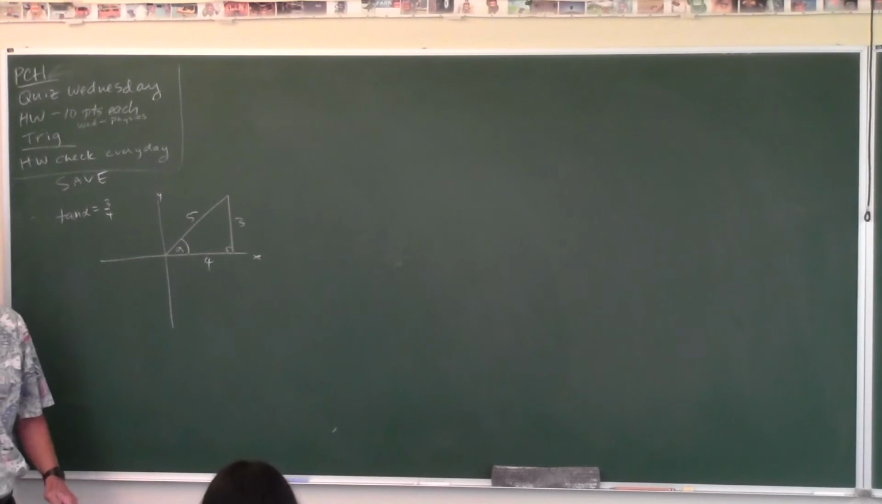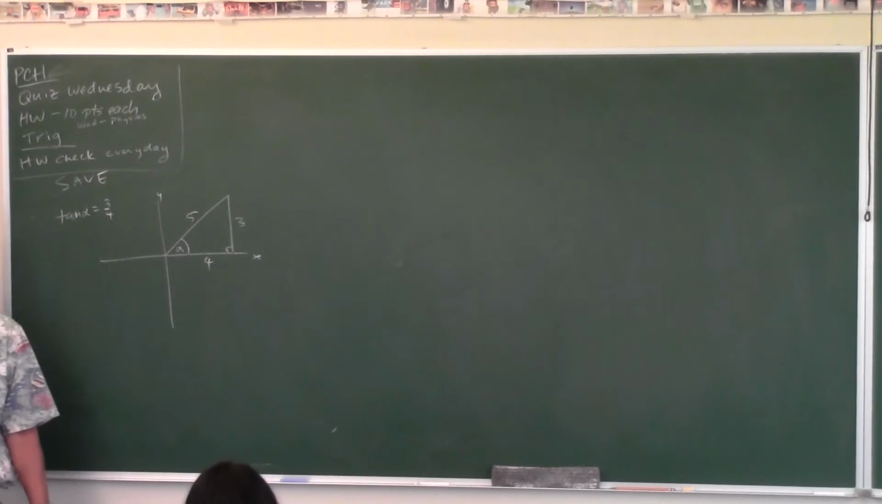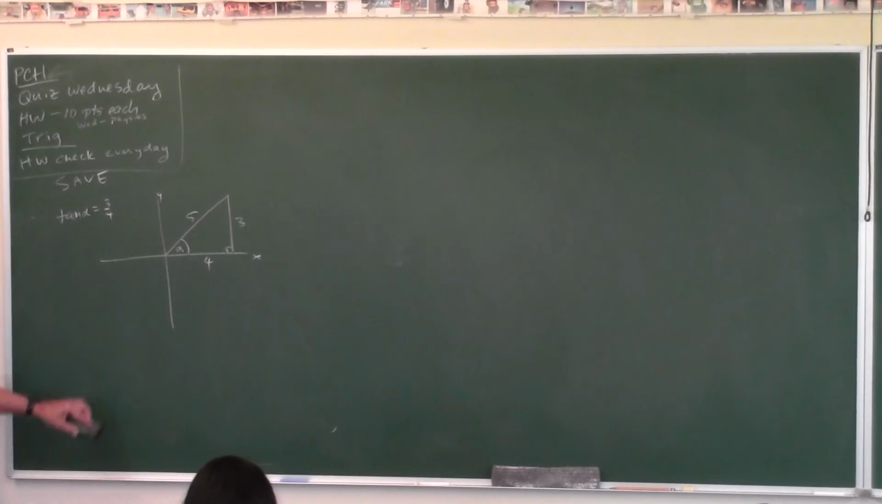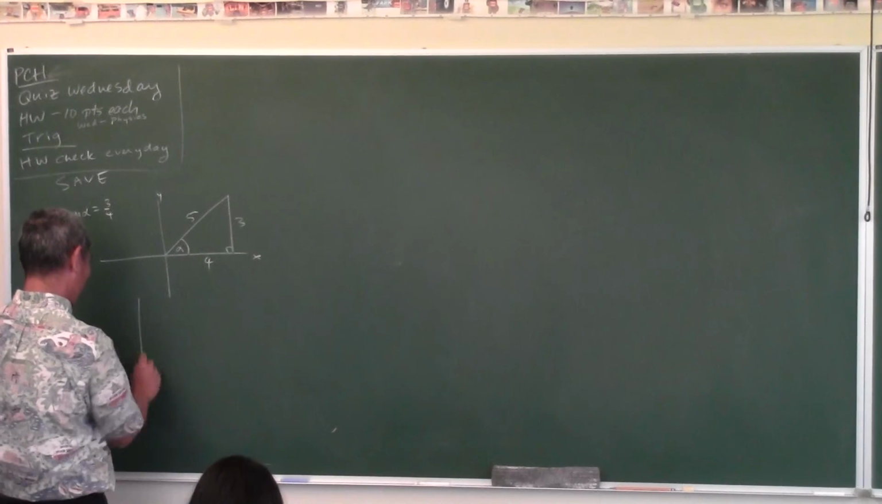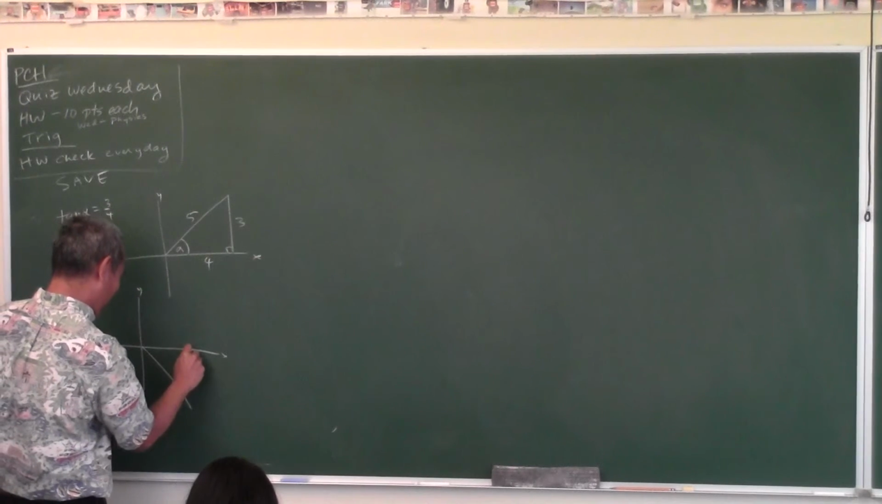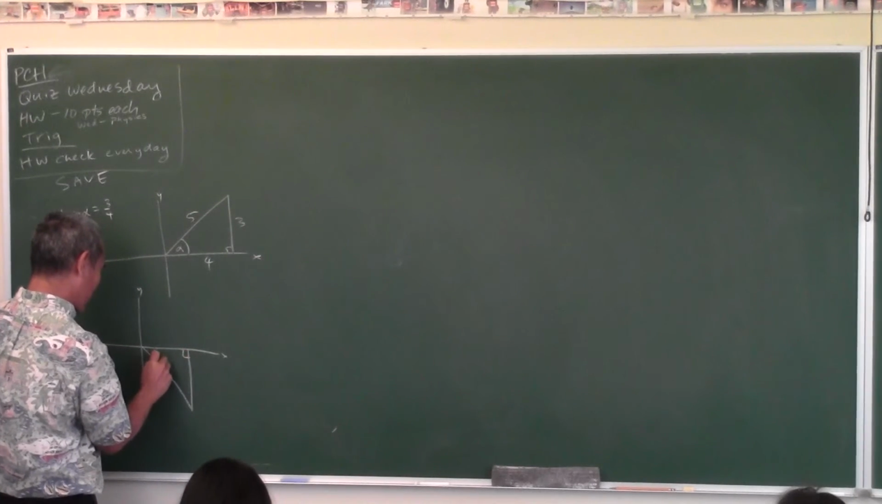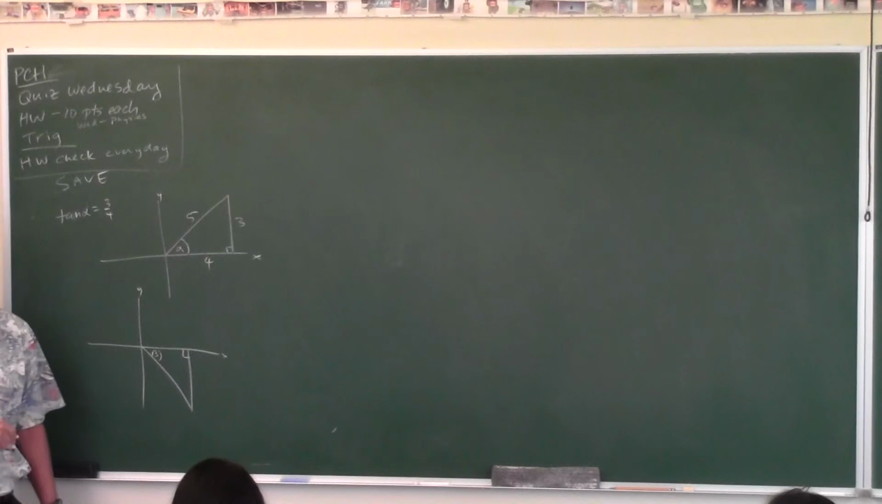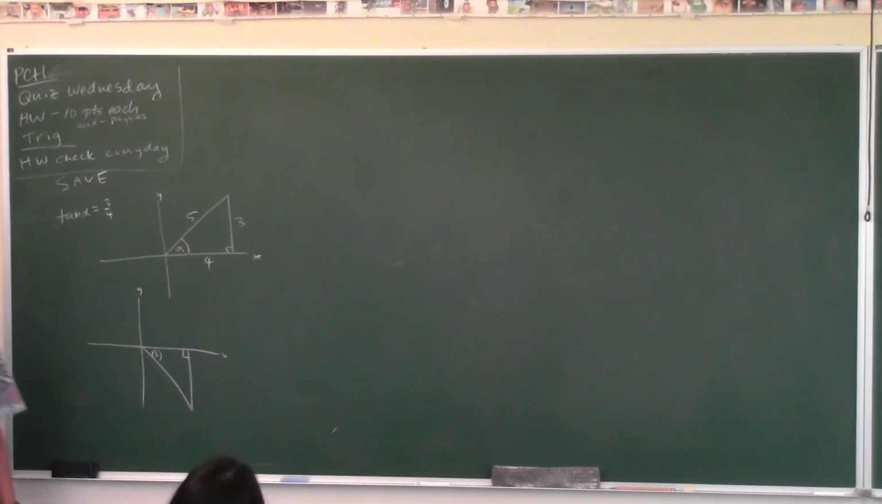Now the other one, what quadrant is that? Beta is between 3 pi over 2 and 2 pi. What quadrant is that? 4. That's in the fourth quadrant. So draw your reference triangle in the fourth quadrant like that. So that's beta. And what does it say? Cosine beta is 5/13.